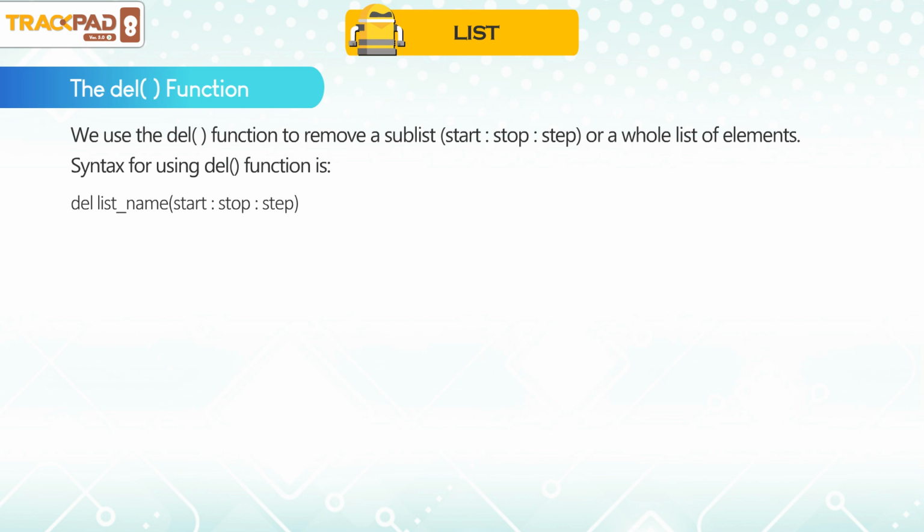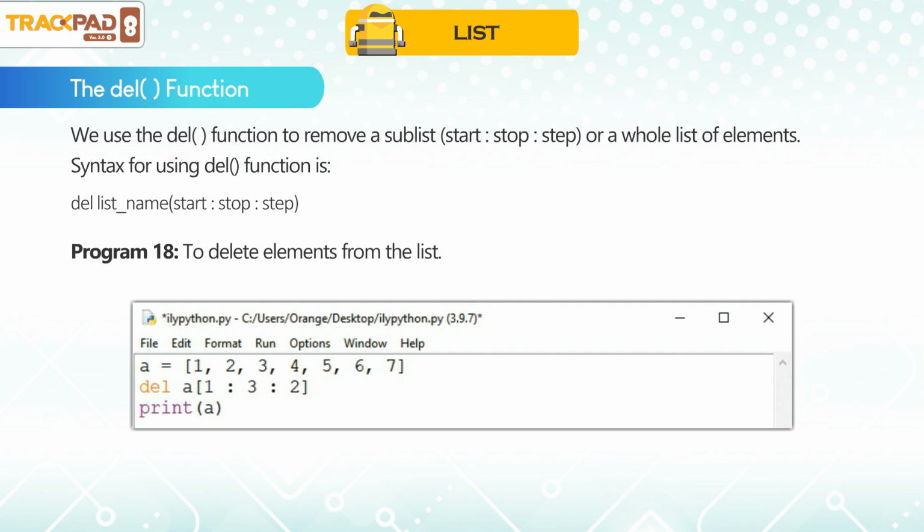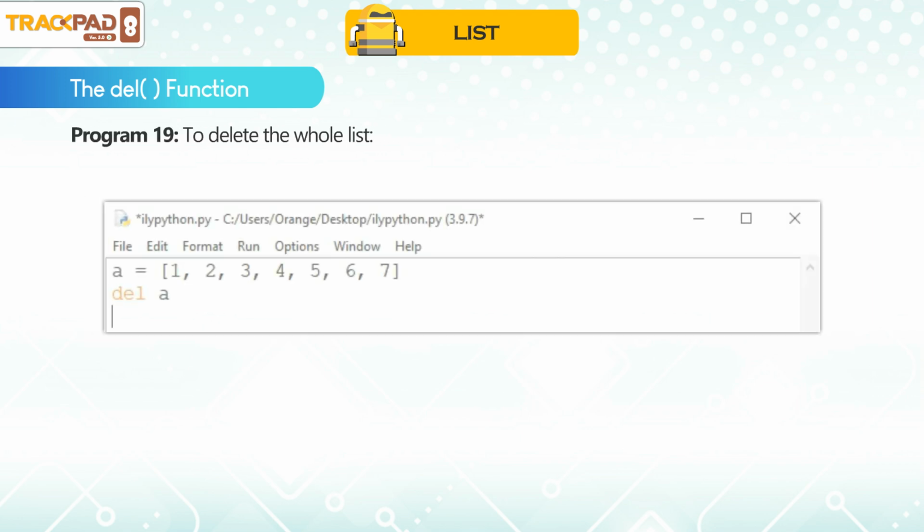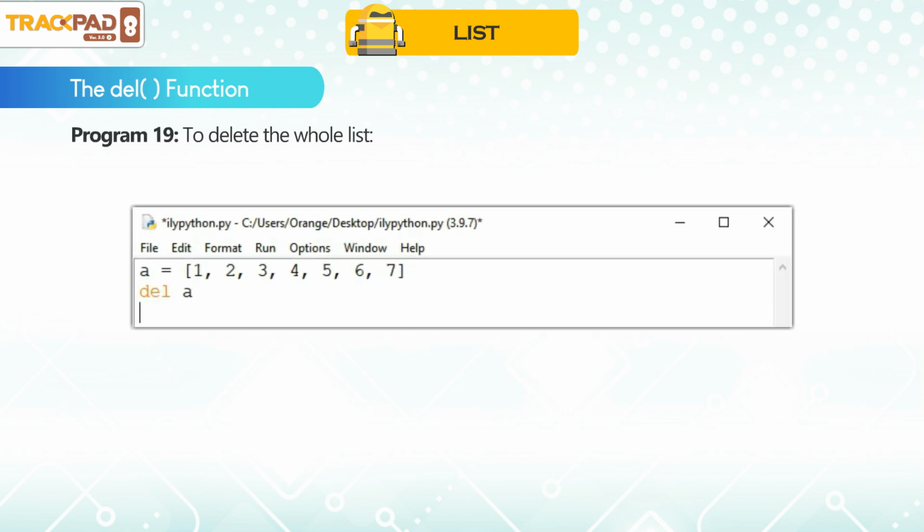The del function. We use the del function to remove a sublist, start, stop, step, or a whole list of elements. Syntax for using del function is Program 18. To delete elements from the list. You will get the following output. Program 19. To delete the whole list.